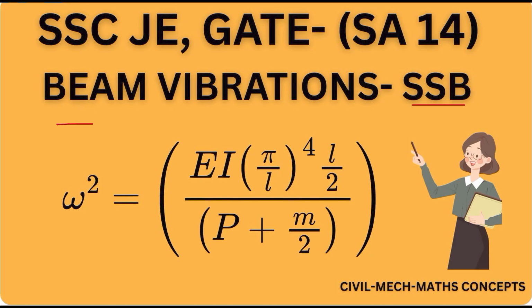A simply supported beam has two supports at the ends and it is loaded with an external load P applied at the center. Then M is the self weight, E is the Young's modulus, I is the second moment of area and L is the length of the beam, and P is the external load at the center of the beam.